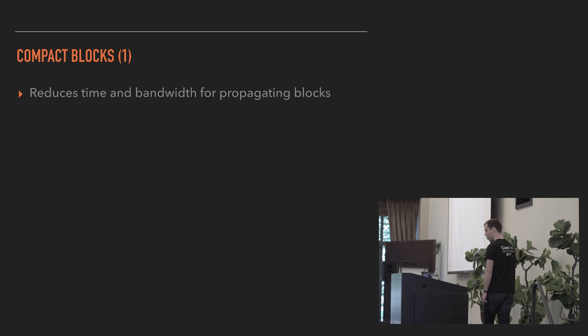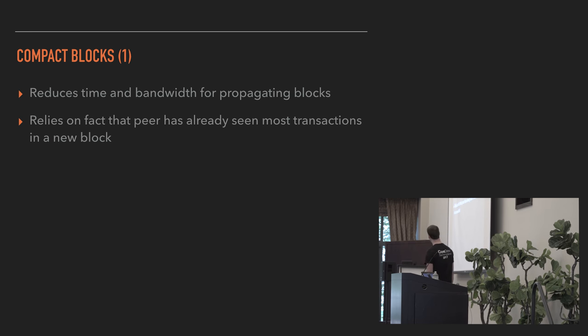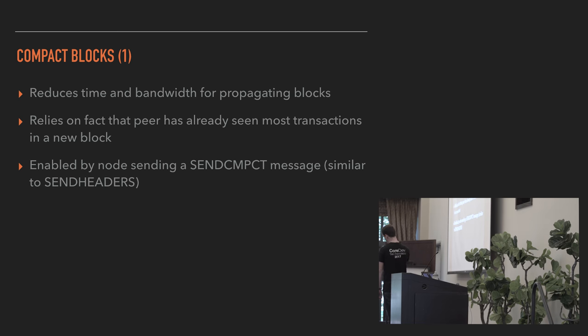Okay, so what about compact blocks? Compact blocks reduce even more the round trip time and the bandwidth for propagating blocks. It relies on this observation that if you're on the peer-to-peer network and you're receiving transactions and blocks, when you receive the block, you've probably seen most of the transactions in that block already, because you saw them when they entered your mempool, when they were propagated around before they got in a block. It's enabled in a similar way to send headers. There's a send compact message, sent immediately after the version handshake, and it's defined in BIP 152.